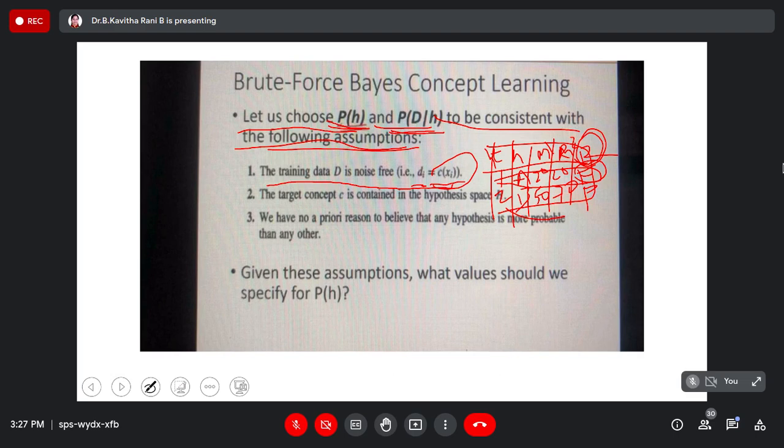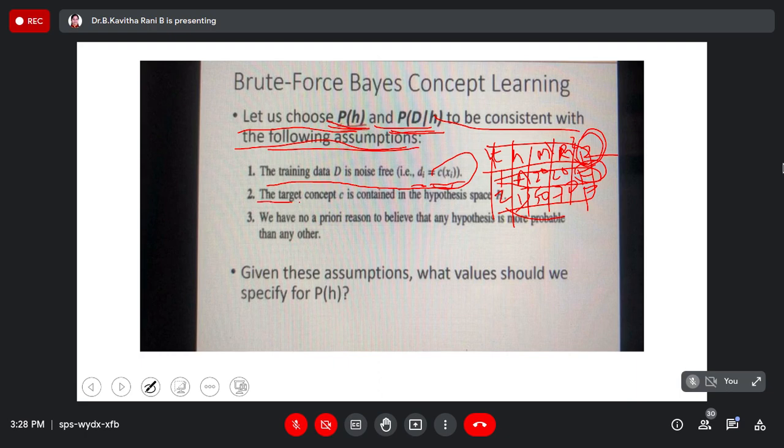Okay, so what is it? Either it is yes or no: whether the customer is a defaulter or not, whether the customer is a loyal customer or not, whether the customer is genuine or not. So all these things, whether the student is pass or fail. Likewise we are seeing. So this is nothing but the concept. Whatever the concept is in the training data, that is noise free. So that we are assuming here.